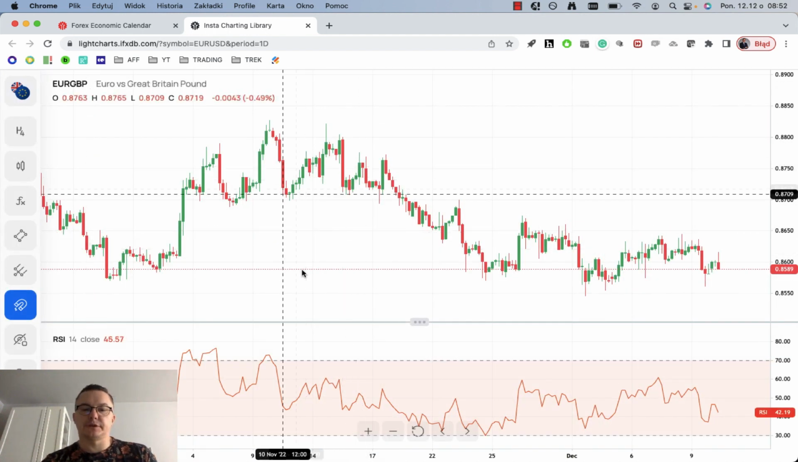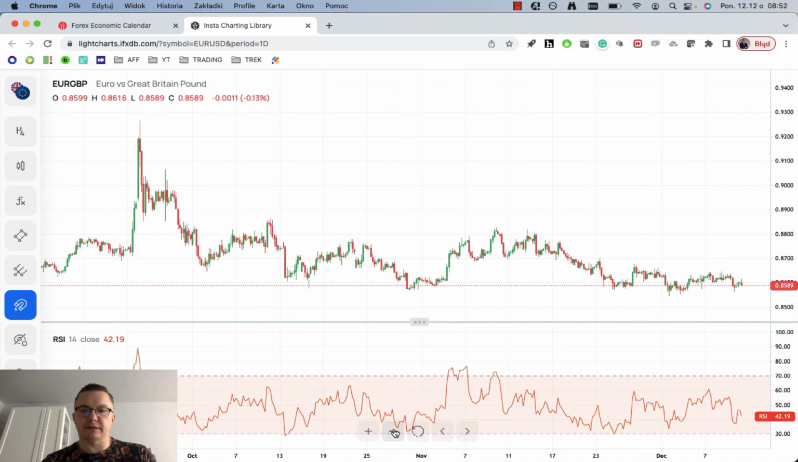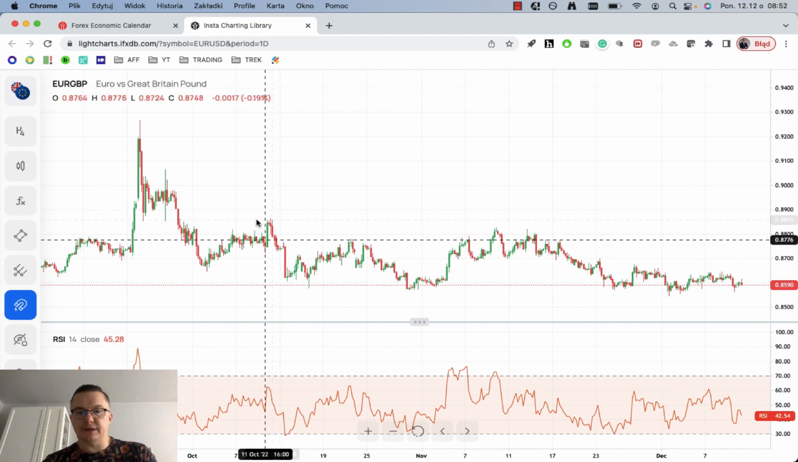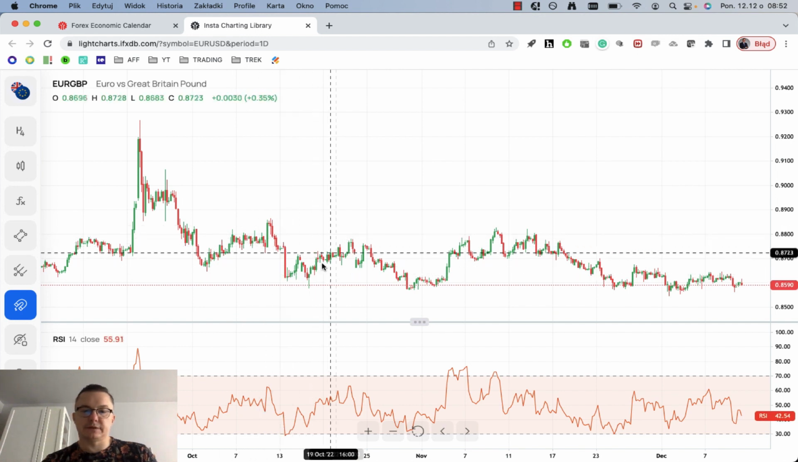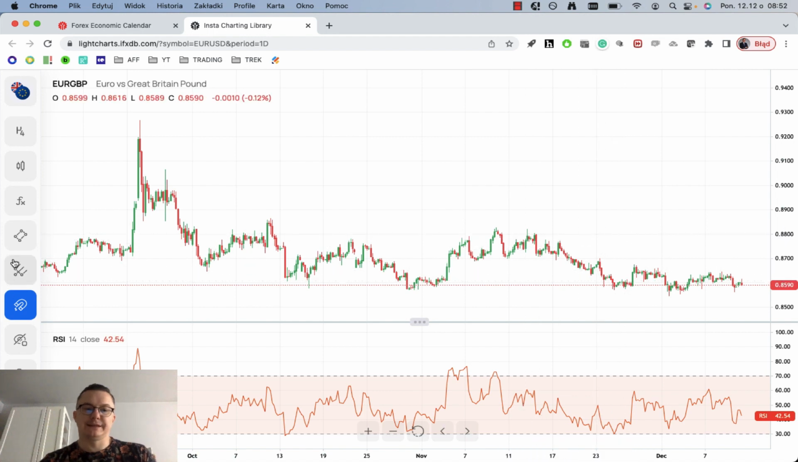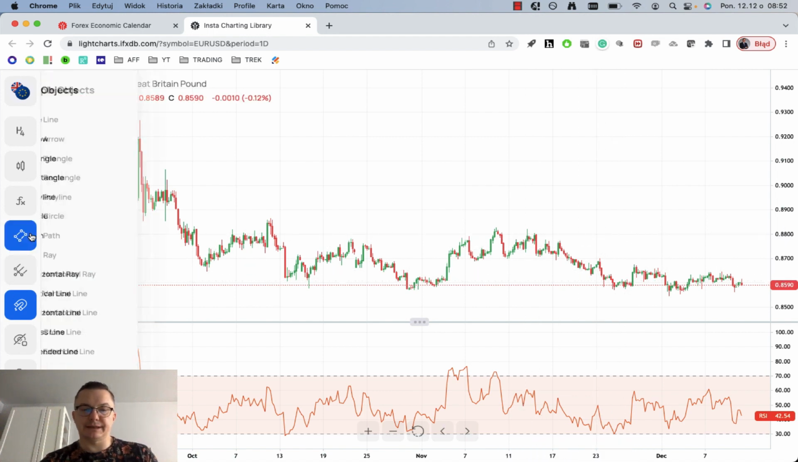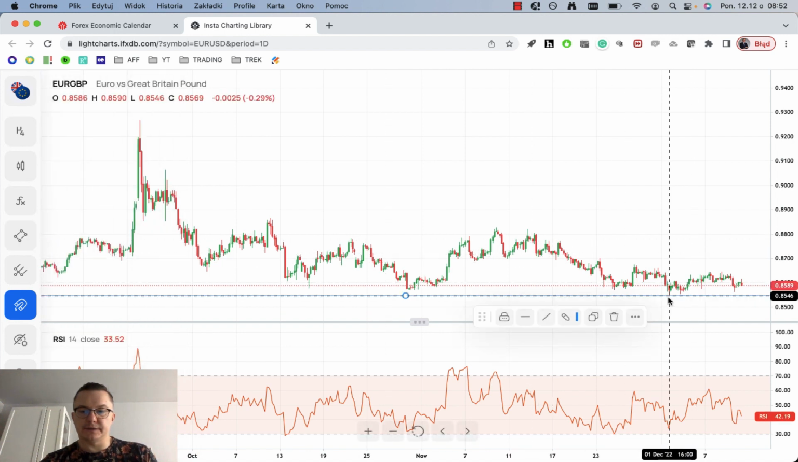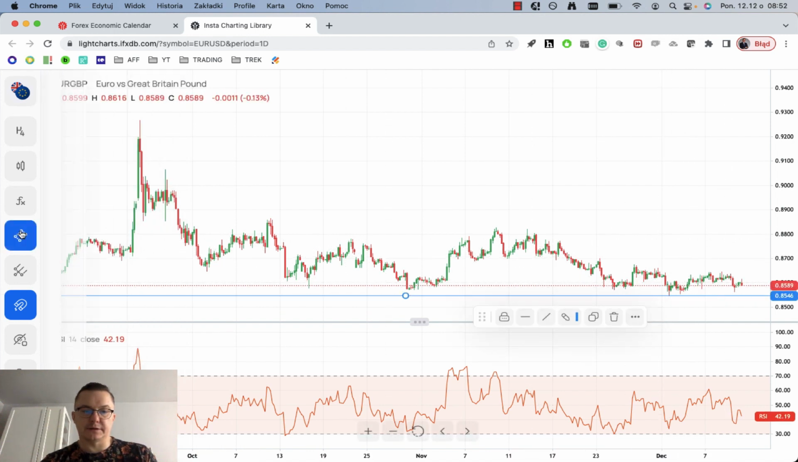And the last but not least, euro to the British pound. Let's first zoom out, and we can see a big spike and then an attempt to move higher, breakout lower, attempt to move higher, breakout lower. And since the beginning of December, the market has been trading in a very narrow range.